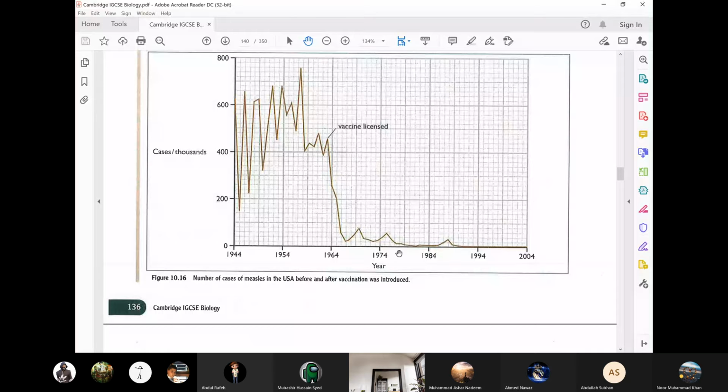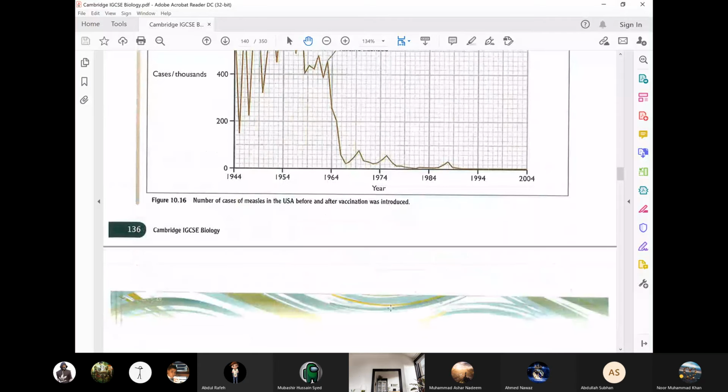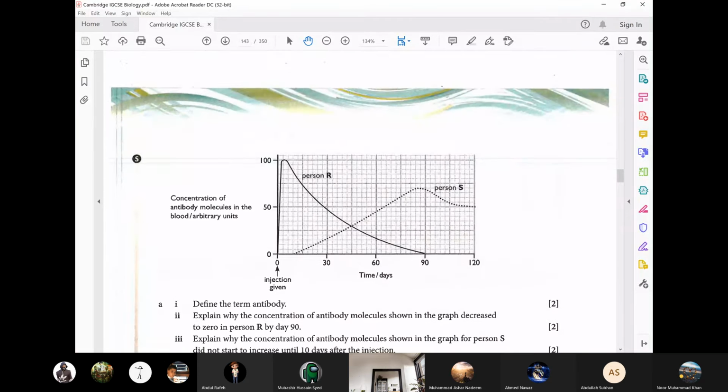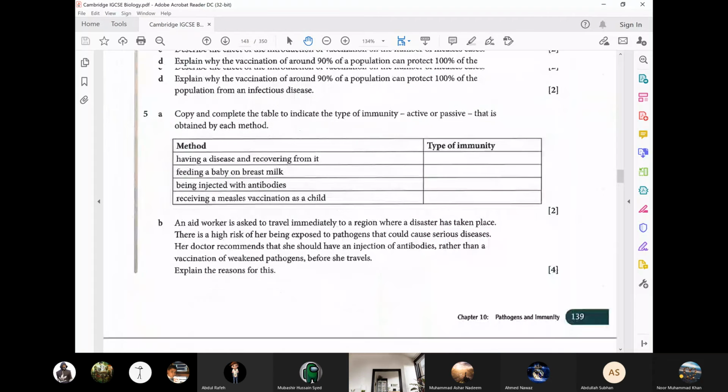Now, it is talking about the USA, but this measles disease was wiped out from the whole world. It was totally wiped out in 1990. And it all became possible because of vaccination. Understood, everyone? Yes, sir.